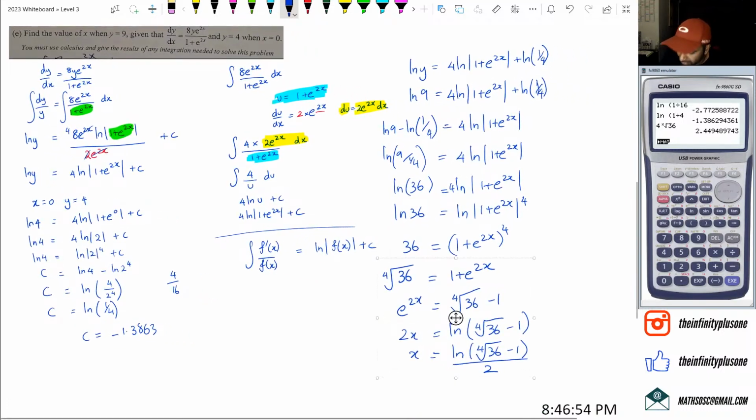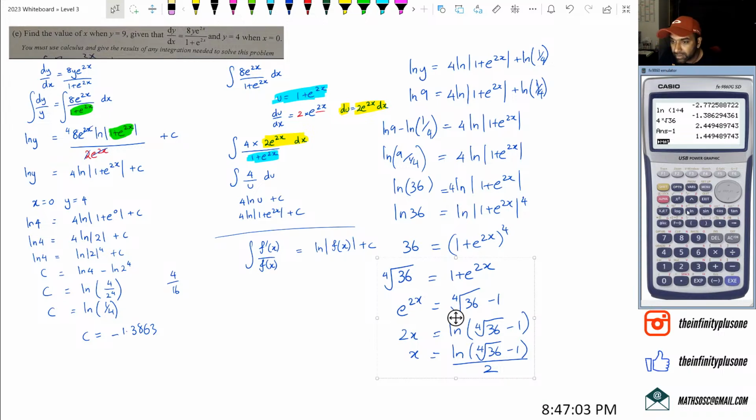I think it's 0.1856 if I work it out. So the fourth root of 36 minus 1, that's going to give me that. ln of the answer is going to give me this. Divided by 2 is going to give me 0.1856.